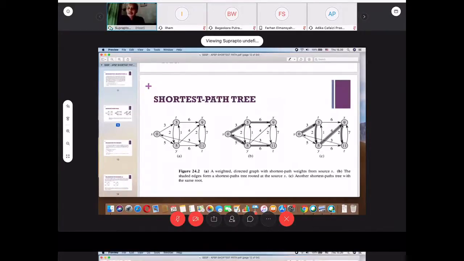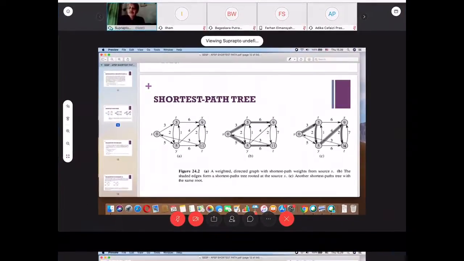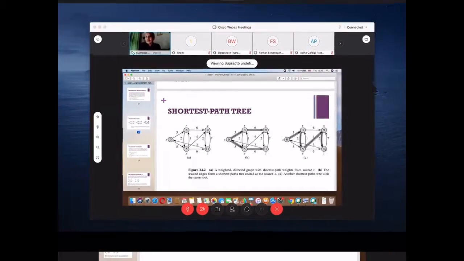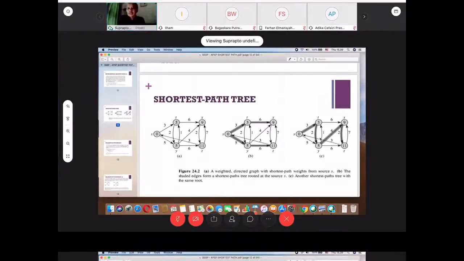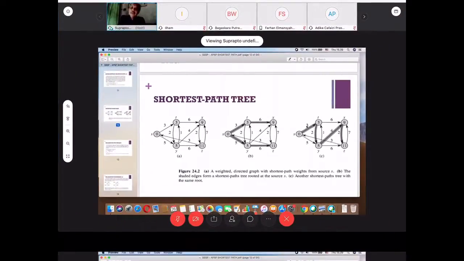And also the value inside the circle of Z is 11, because this is the shortest path from S to Z. Starting from S, going through T, and then Y, and then X, and finally Z, which is 3 plus 2, 2 plus 4, and plus 2, which is 11.